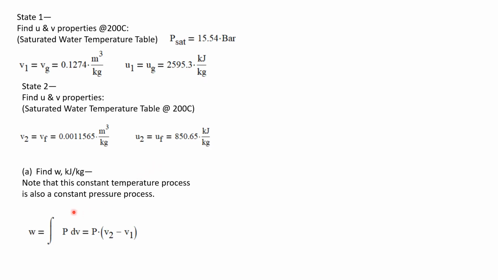Well, now we want to find the work done, and that's small w, so we don't know the mass yet. And so we're looking for the work energy per unit mass, so kilojoules per kilogram. We will notice that for this constant temperature process, because it all takes place under the vapor dome at the saturation pressure, it's also a constant pressure process. And we know that work, small w, is the integral of P dv, where that's small v. We have previously integrated this expression and found that the algebraic equation is the pressure times the change in specific volume.